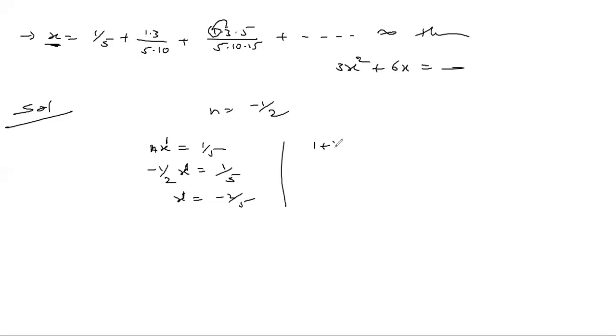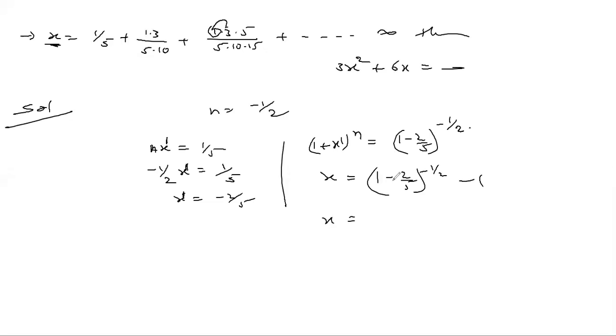Now 1 plus x dash whole power n will be 1 minus 2 by 5 whole power minus 1 by 2. Actually, given x here, you can see 1 minus 2 by 5 whole power negative 1 by 2, 1 is lagging. This is the given x. So let us continue. X will be root 5 by 3 negative 1. So x plus 1 whole square will be 5 by 3.